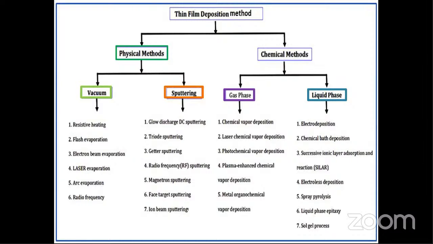Under the chemical methods category, it is again divided into two subcategories. One is gas phase and the other one is liquid phase. In the gas phase category, the techniques are chemical vapor deposition, laser chemical vapor deposition, photochemical vapor deposition, plasma enhanced chemical vapor deposition, and metal organic chemical vapor deposition. And under the liquid phase, these are electrodeposition, chemical bath deposition, successive ion layer adsorption and reaction, also known as SILAR in short, electroless deposition, spray pyrolysis, liquid phase epitaxy, and sol gel process.